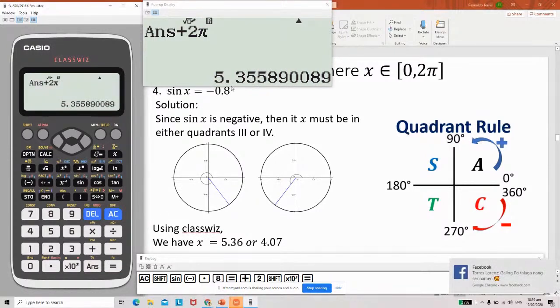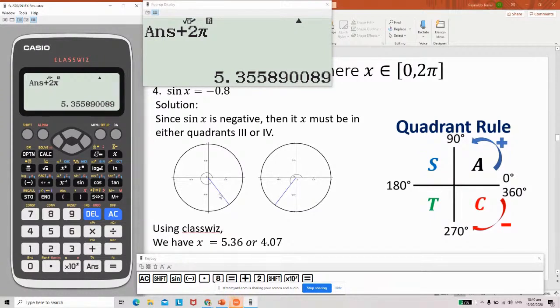Okay po. So, that's 5.35589089. Or, if we round this off to 2 decimal places, that's 5.36. Okay. Paano po, sir? Yan po yung nasa fourth quadrant eh. How do we get, sir, the angle in the third quadrant? Wala pa po tayong reference angle. Ang reference angle niya, ito, di ba? Ito yung reference angle niya eh.